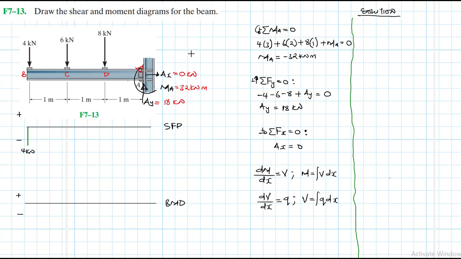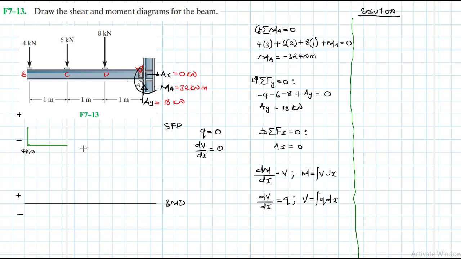Then from B, let's say this is C, D. From B to C, we know that q, which is the distributed load, is equal to 0. Therefore, we expect the slope of our shear diagram to also be equal to 0. Okay, so 0 slope is just going to be a straight line like that. That is from B to C, like this.